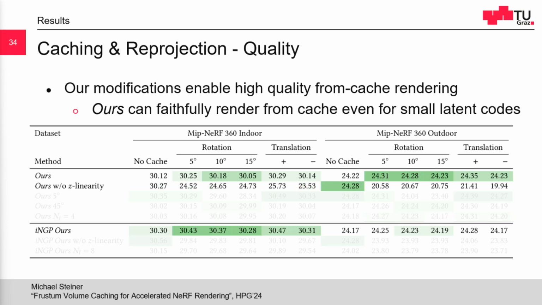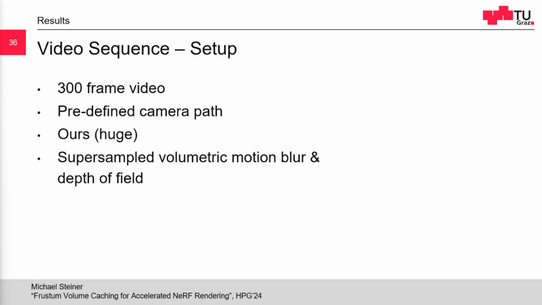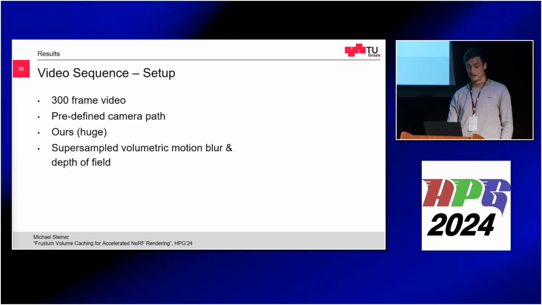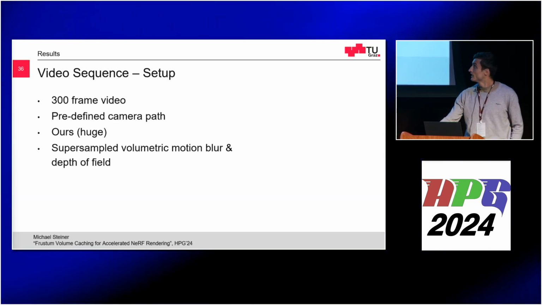Here we see that our approach fails considerably when we do not induce spatial linearity during training. For rotational view changes, PSNR degrades from 30 to 24. If we train our view encoding for smaller viewing angles, it fails to reconstruct the cache for large rotational view changes, as seen here.